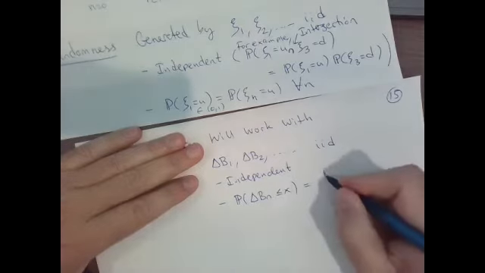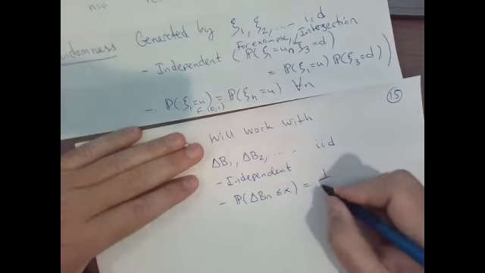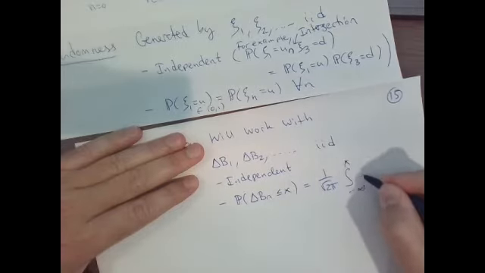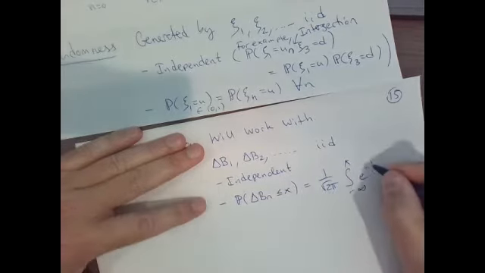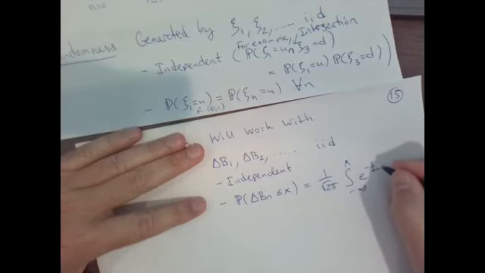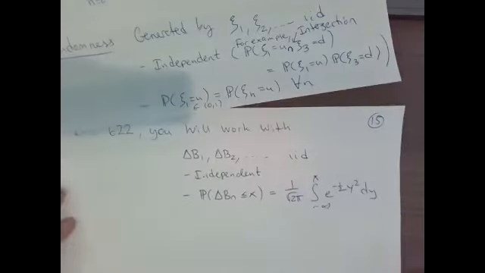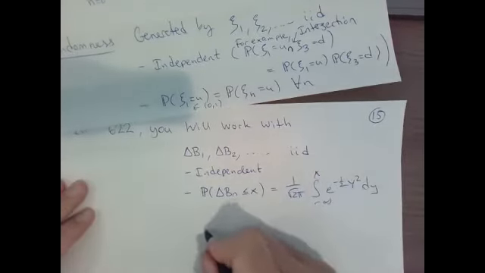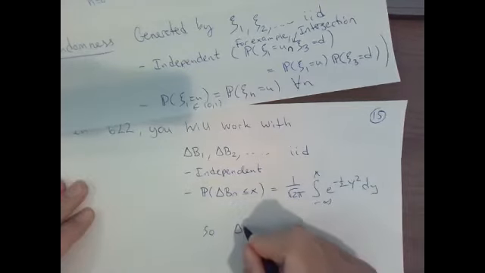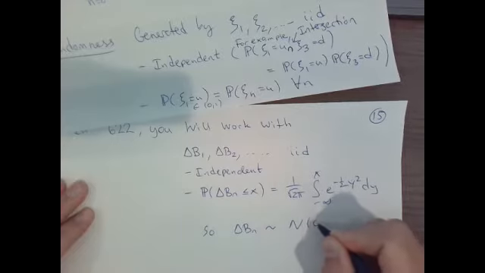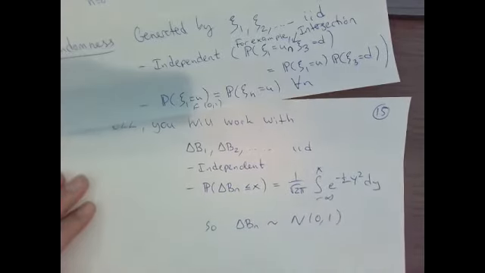This would be something like 1 over root 2 pi times an integral from minus infinity to x of e to the, if it's the standard Gaussian, something like this. Right, so the standard normal. So delta Bn is standard normal, mean 0, variance 1.